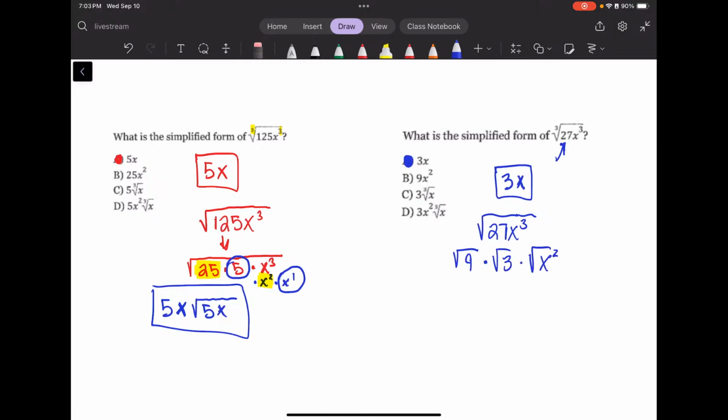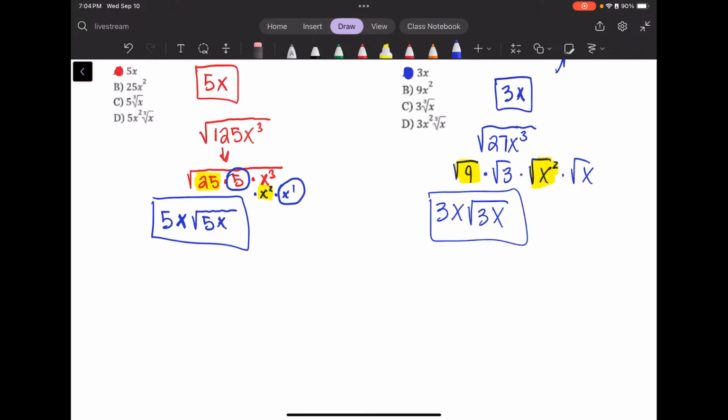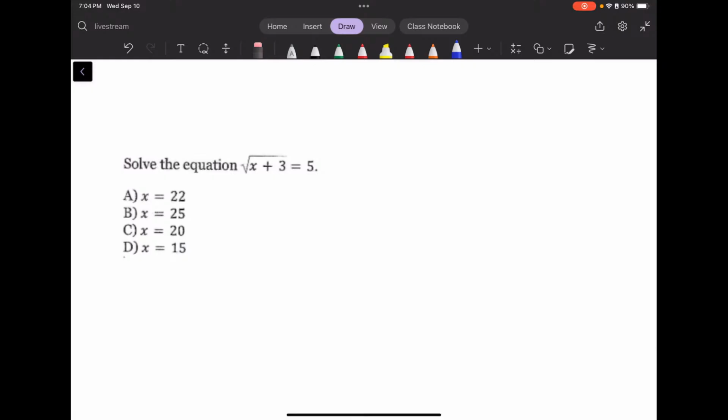But if this was a square root and we had 27x to the third, the way that we could break this down would be radical 9 times radical 3 times radical x squared times radical x. Now the only two that we can simplify are radical 9 and radical x squared. Once we simplify, we're going to get 3x times radical 3x as a final answer. So whether we're dealing with cube roots or square roots, this is how you could go about solving them. You just have to understand the difference in how to simplify when it's a cube versus a square, and it's typically just in multiples of 2 or 3.